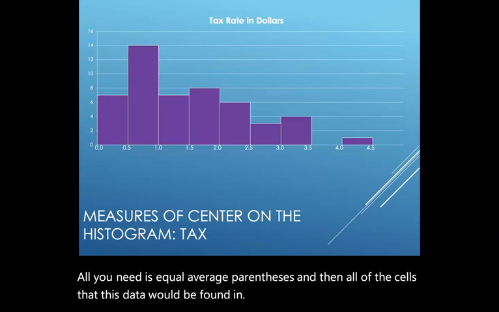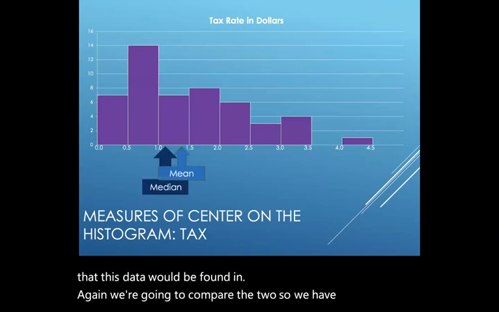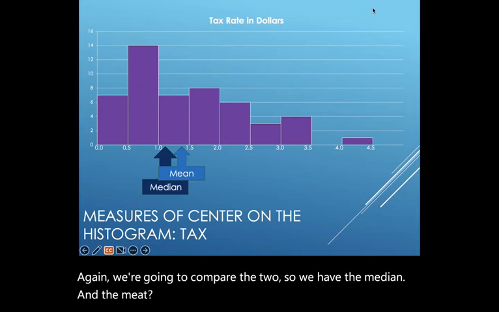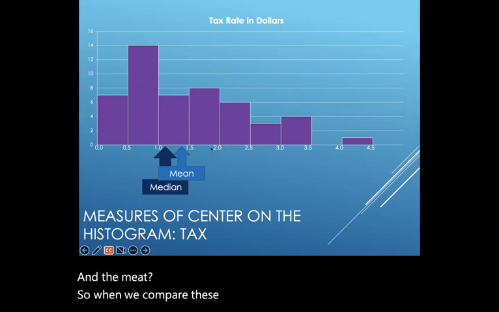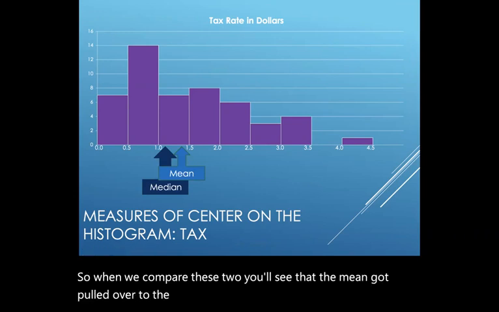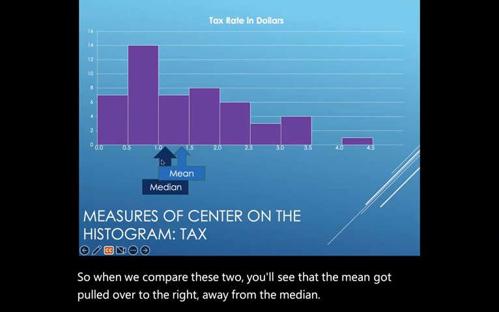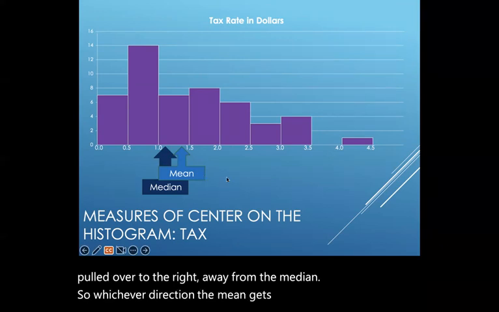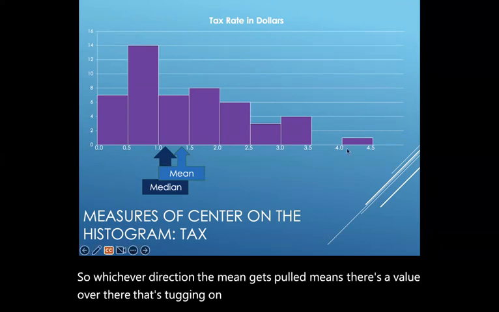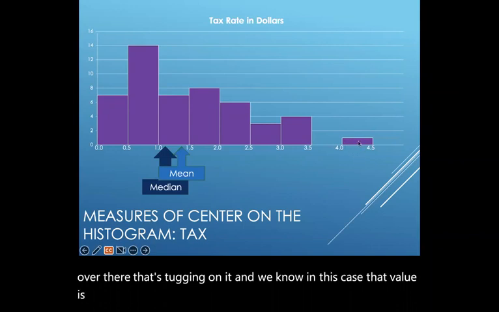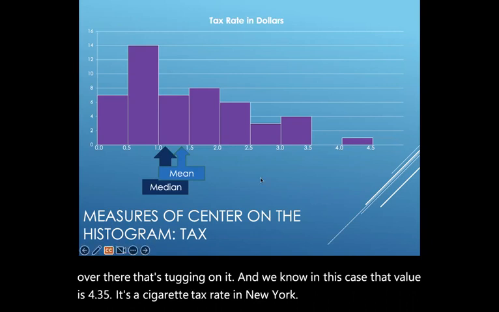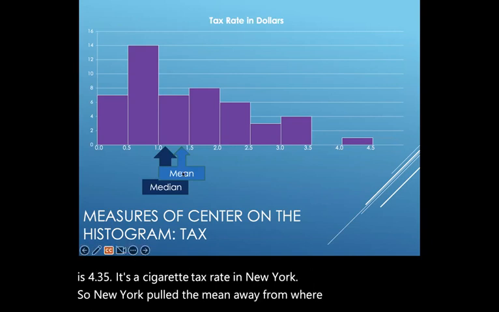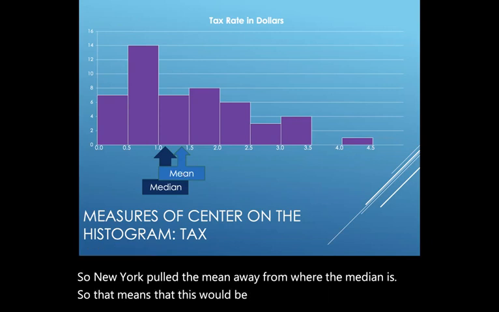Now, again, we're going to compare the two. So we have the median and the mean. So when we compare these two, you'll see that the mean got pulled over to the right, away from the median. So whichever direction the mean gets pulled means there's a value over there that's tugging on it. And we know in this case that that value is 4.35. It's a cigarette tax rate in New York. So New York pulled the mean away from where the median is. So that means that this would be a distribution that is skewed to the right.